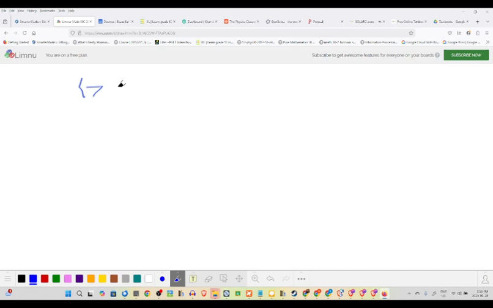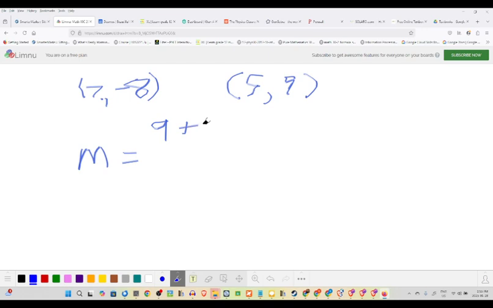Okay, so 7, -8, and 5, 9. So our slope is the change in y. 9 minus -8 is 9 plus 8. And here we have 5 minus 7. So this is a 17 over a -2. So our slope is -17 over 2.